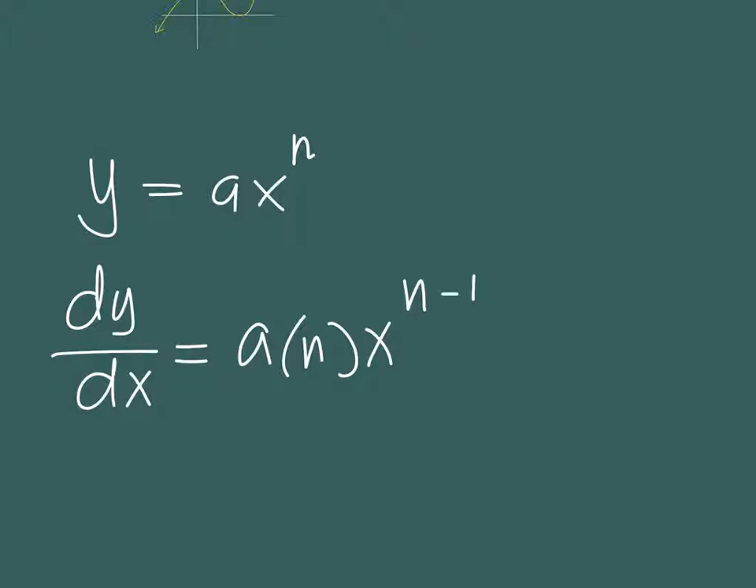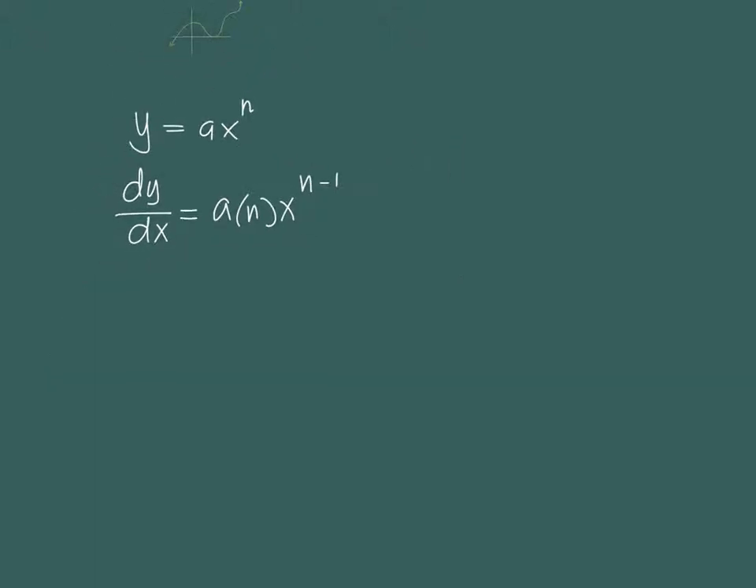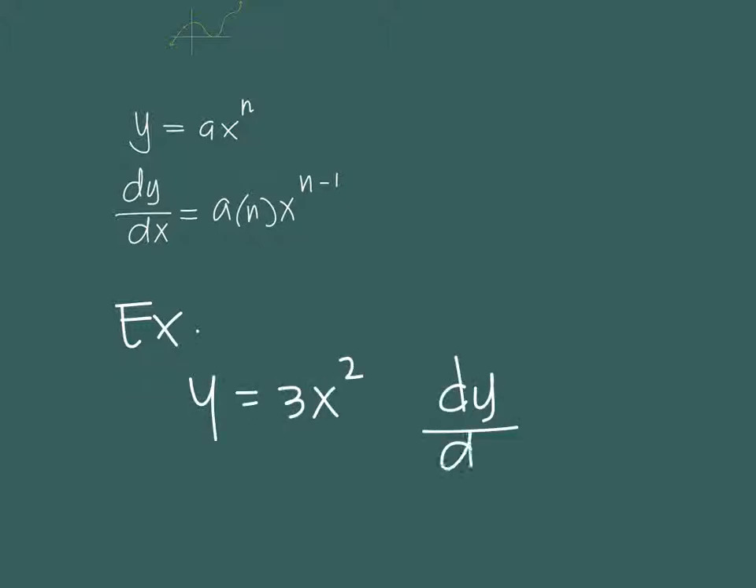So for example, if we have y is equal to 3x squared, then the derivative, which is denoted by dy over dx, is equal to 6x. 3 times 2 is 6. X, because x to the 1 means 2 minus 1, or x to the 2 minus 1.